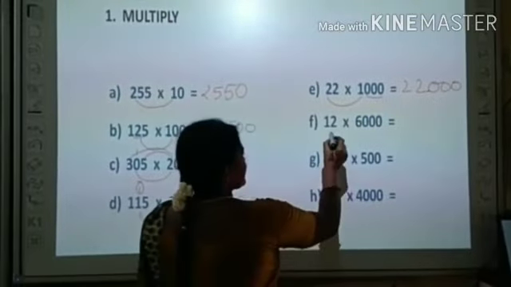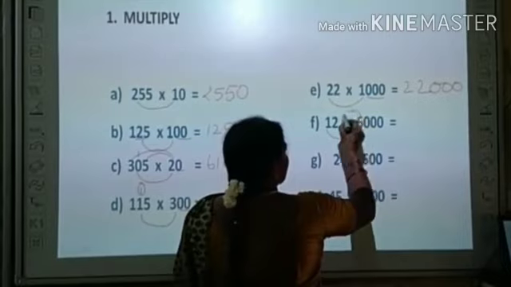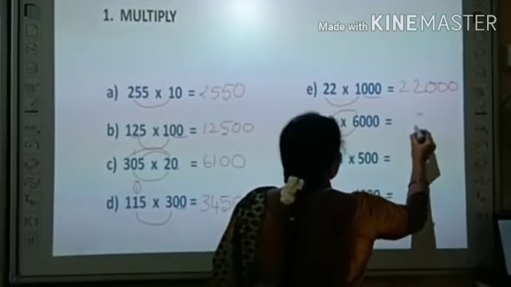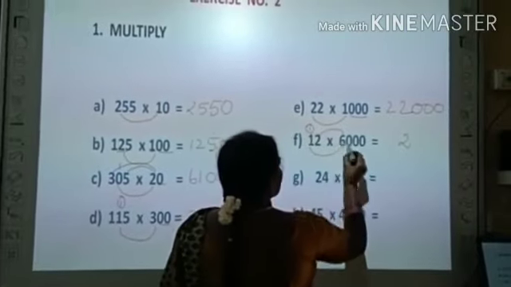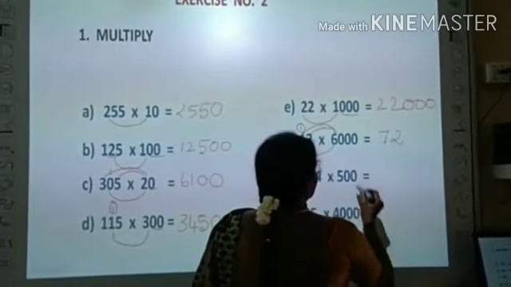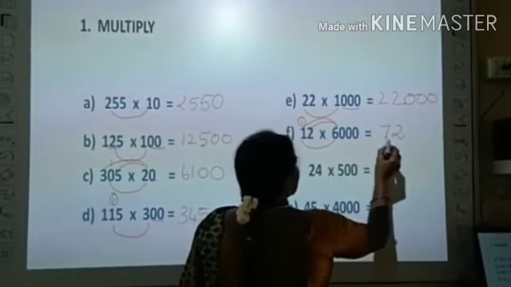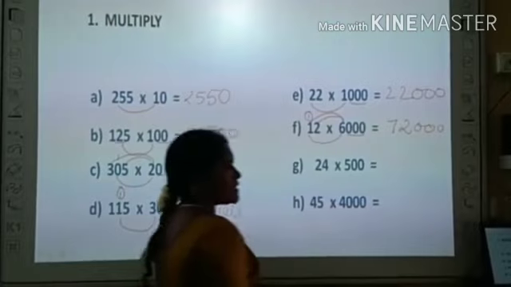Okay. Then 12 into 6. So first we should multiply 6 2s are 12. 2 comes under the ones column. Then 1 is carried over. So then 6 1s are 6. 6 plus 1 is 7. So 72. 12 into 6 is 72. Then you put 3 zeros to the right side.